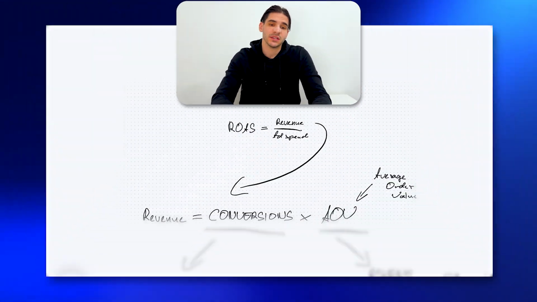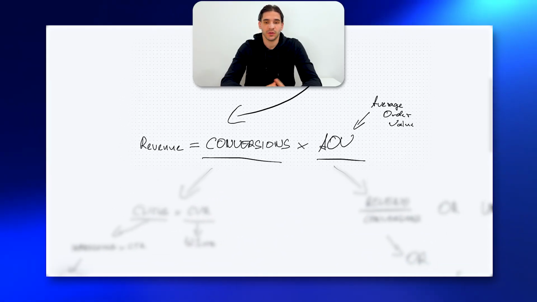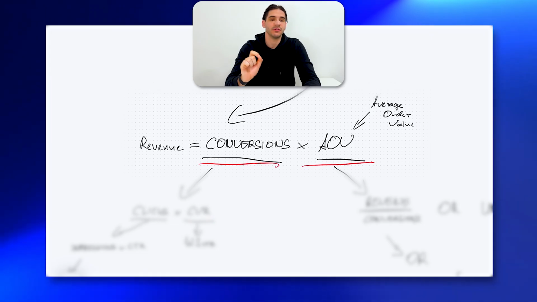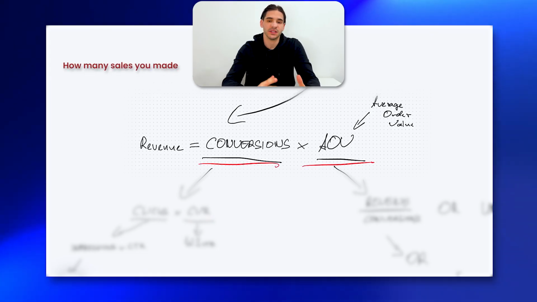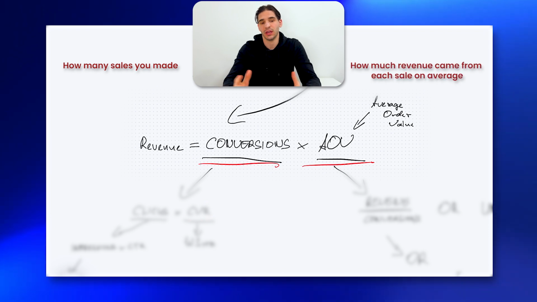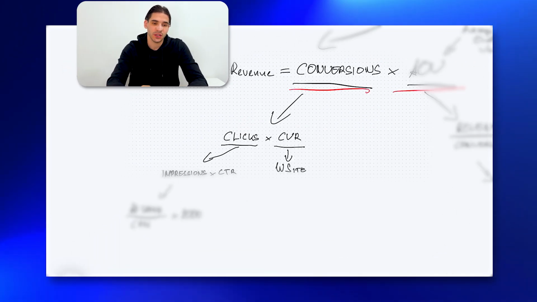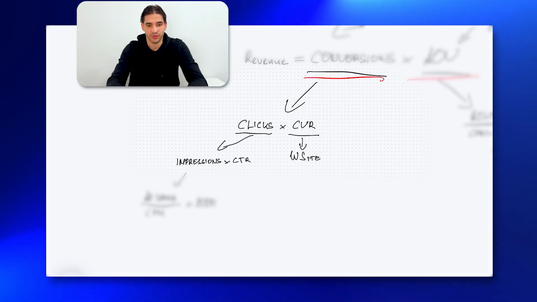Your revenue. Obviously, you want it to be higher for the same amount of spend, but how do you do that? Your revenue is just conversions times average order value, aka how many sales you made and how much revenue came from each sale on average. Let's look at conversions first. Conversions equal clicks times conversion rate. The amount of visitors times the conversion rate.